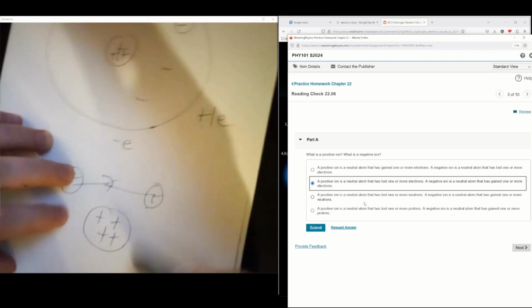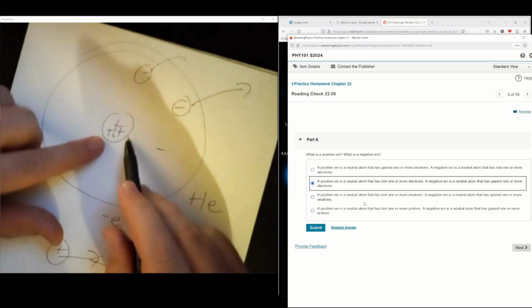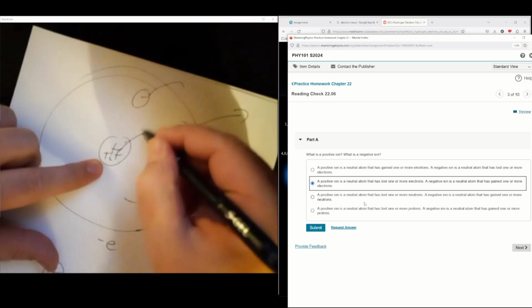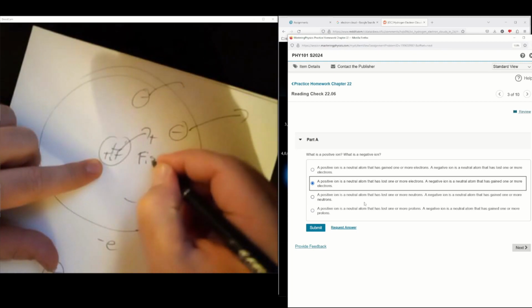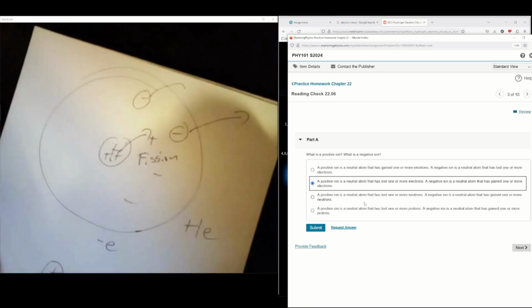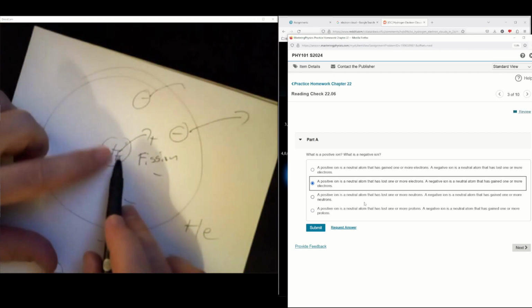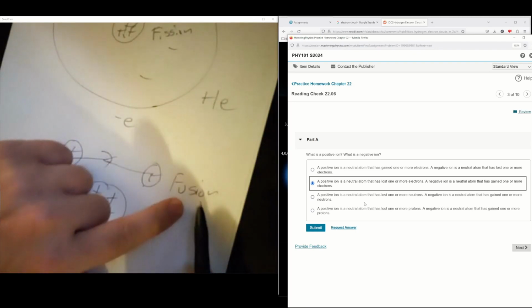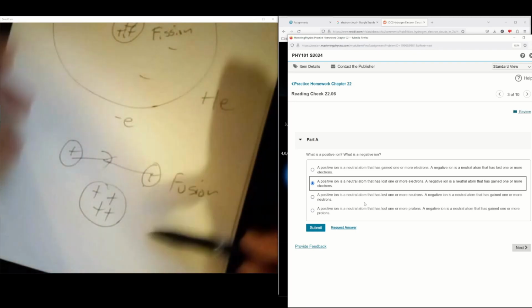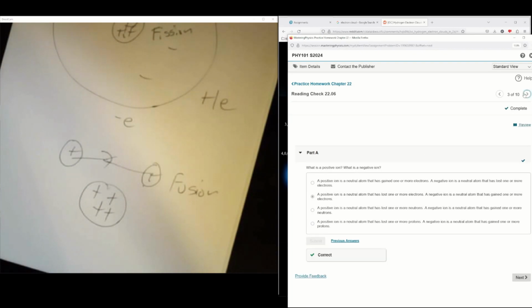That's fusion. If you want to get rid of one of these protons, well, that's fission, where you're breaking it apart, you're fizzling it away. So that's nuclear fission, breaking apart the nucleus. Nuclear fusion is when you're combining nuclei together. So our answer here is the second one.